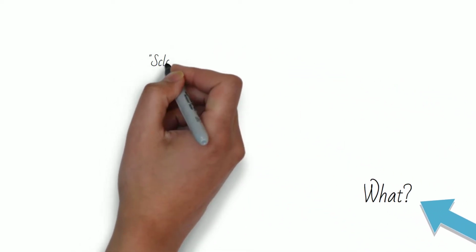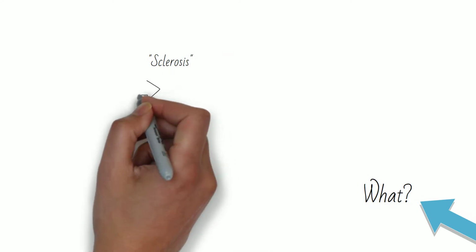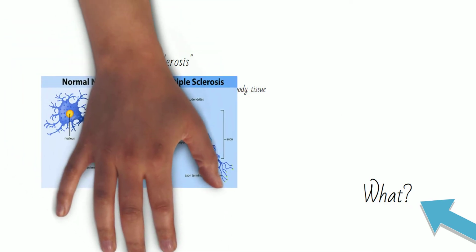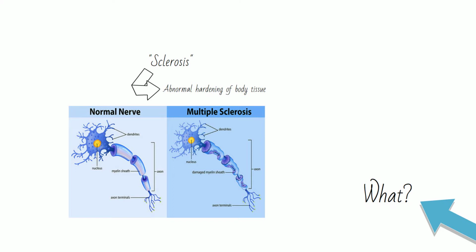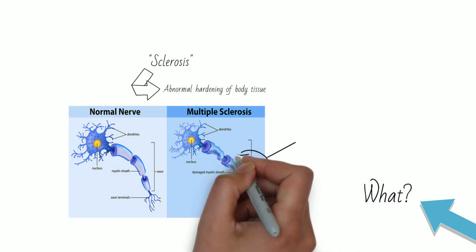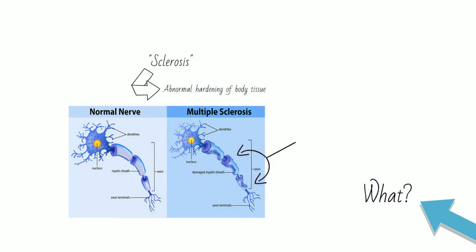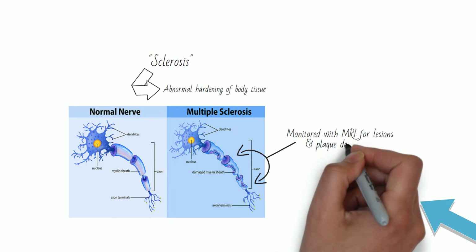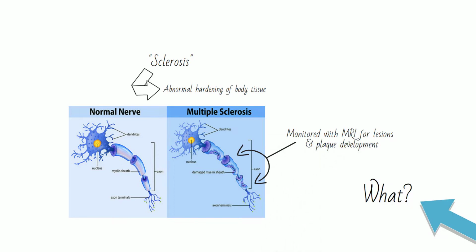Alright, first things first, let's get into what multiple sclerosis is. We can break down at least the sclerosis portion of the word. Sclerosis meaning the abnormal hardening of body tissue. So in the case of multiple sclerosis, we're looking at the demyelination of the myelin sheaths that surround the nerve. With this demyelination, it will lead to some plaque development. The way this gets monitored is with MRIs.